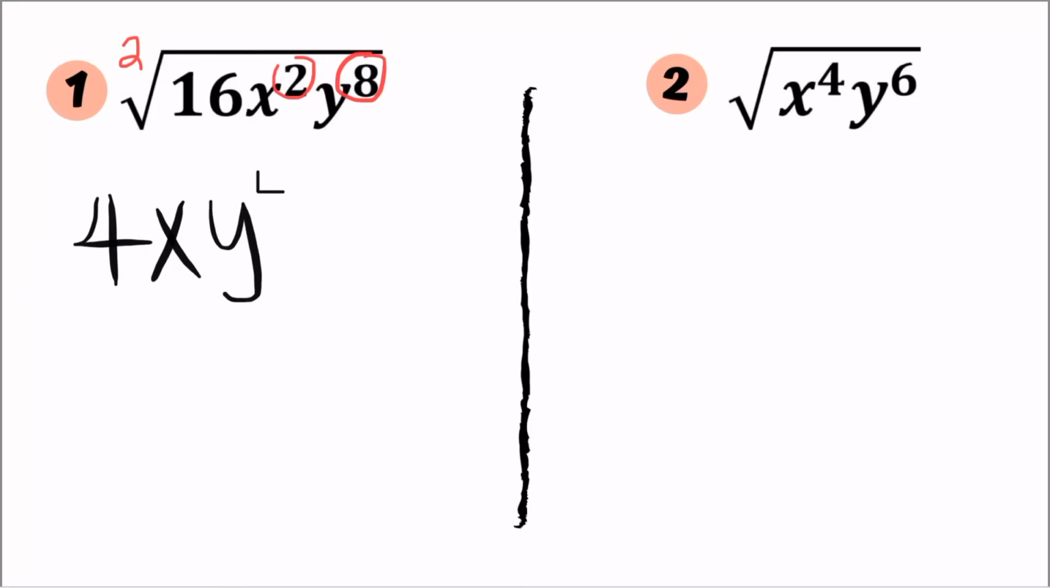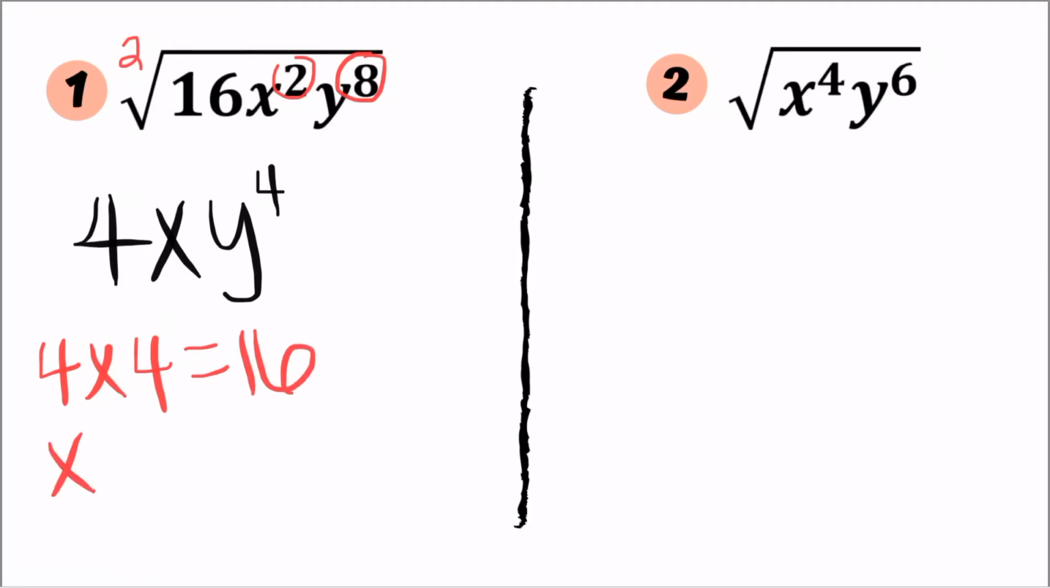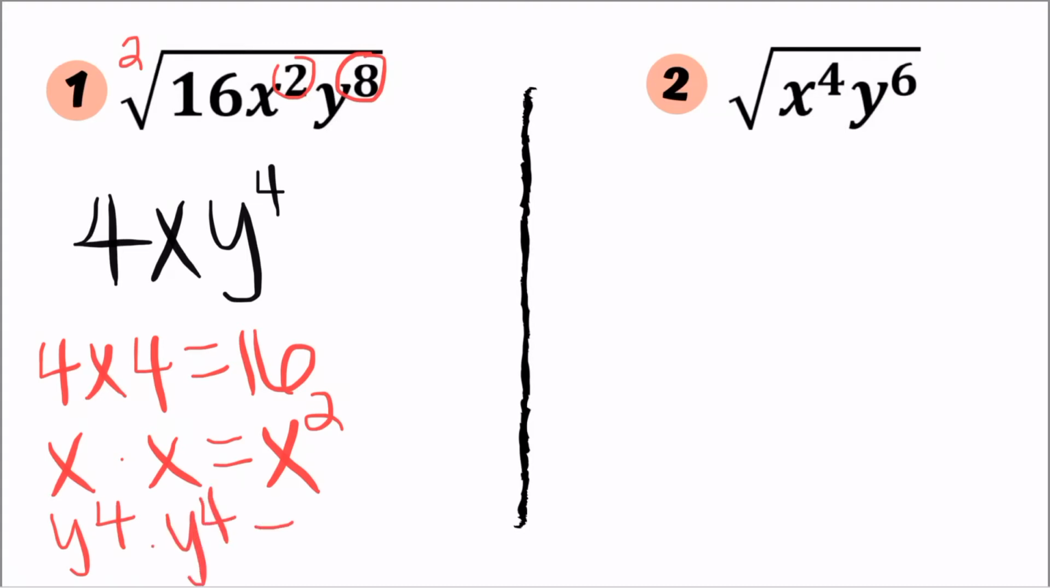And the reason this works is because I can multiply these out. So because my index is a 2, I'm looking for what can I multiply by itself to get x squared. Well, same thing with the numbers. 4 times 4 is 16. And then x times x, we know, is x squared. And y to the 4th times y to the 4th is y to the 8th because we use our rule of exponents, which says that we need to add these, the product rule. So it becomes y to the 8th.